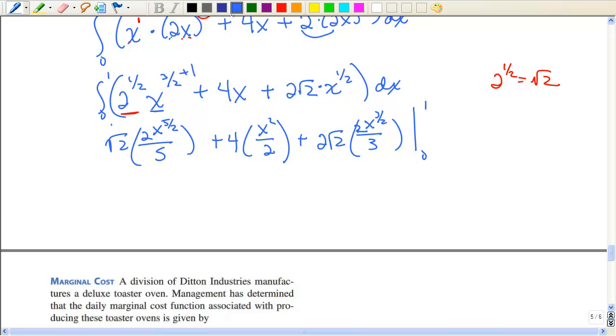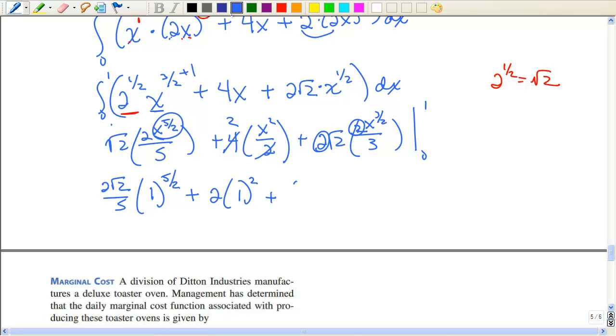Alright, so let's see. We've got 2 square roots of 2/5. Those are all the constants. And then I've got x to the 5/2 power. So that's 1 to the 5/2 power. Okay, then that's going to reduce. So that's 2. Then that's 1 squared. So I've got this 2 and that 2. So I've got 4 square roots of 2 over 3. And then I've got my variable 1 to the 3/2 power.